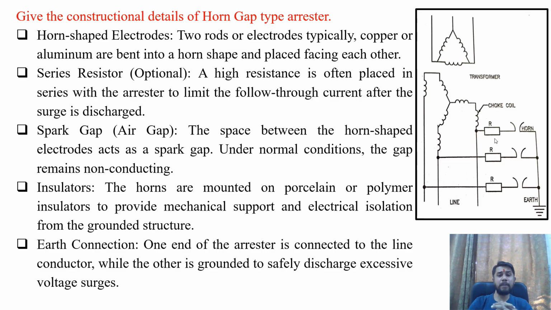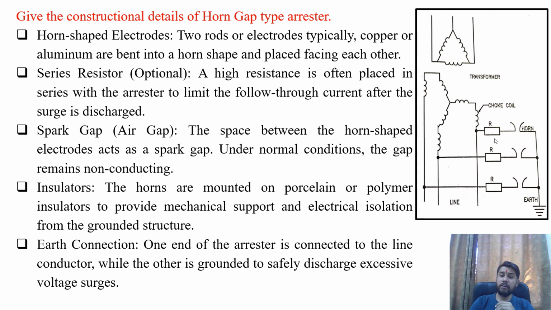Insulators. The horns are mounted on porcelain or polymer type high strength insulators to provide mechanical support and electrical isolation between the live part and ground part. So it is an electrical isolation.